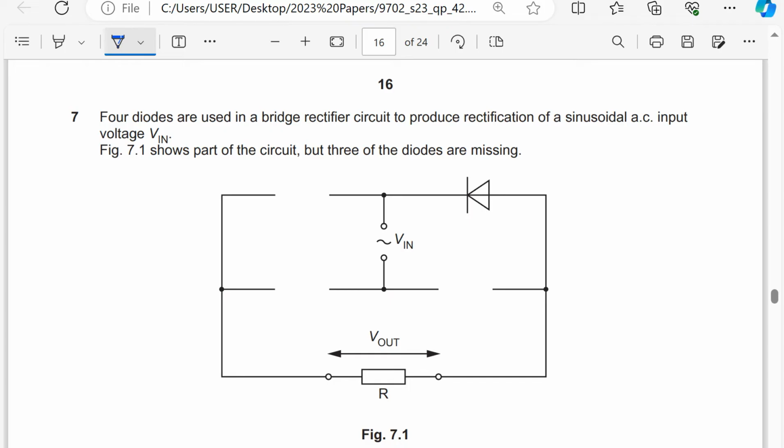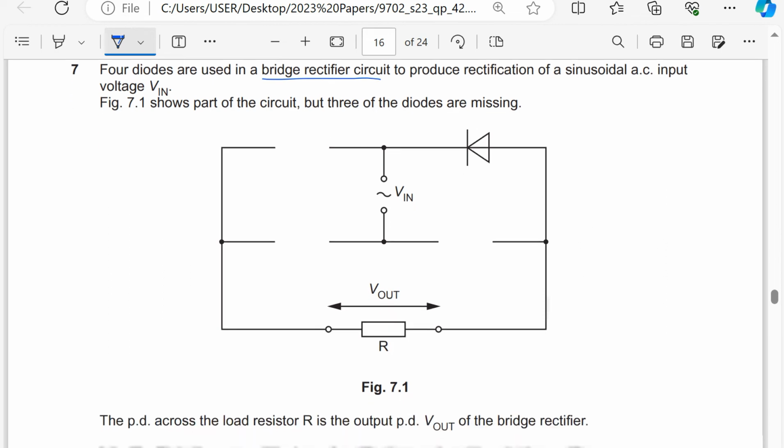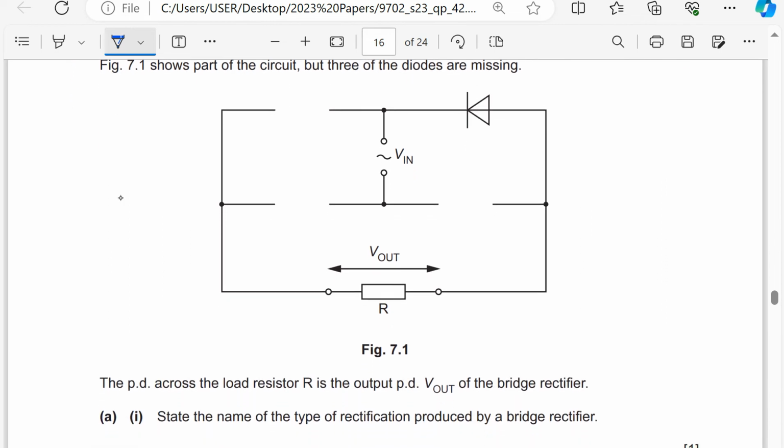This is alternating current. Four diodes are used in a bridge rectifier circuit to produce rectification of a sinusoidal AC input voltage Vin. The figure shows part of the circuit, but three of the diodes are missing. The PD across the load resistor R is the output PD, Vout, of the bridge rectifier.